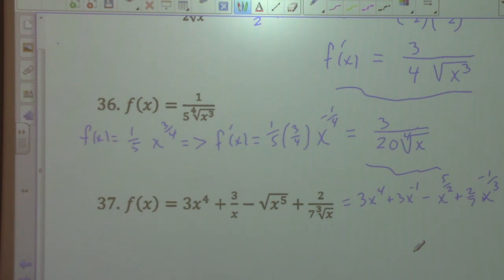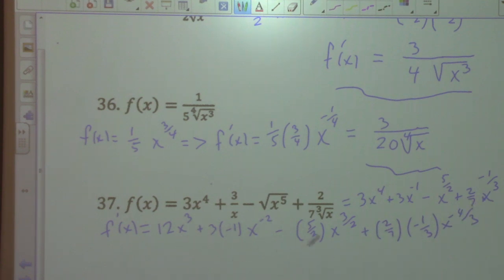So we got for this one, f prime of x is going to be equal, I got 12x to the third power plus 3 times -1 x to the -2 power minus 5 halves x to the 3 halves, and finally plus 2/7 times -1/3 x to the -4/3.